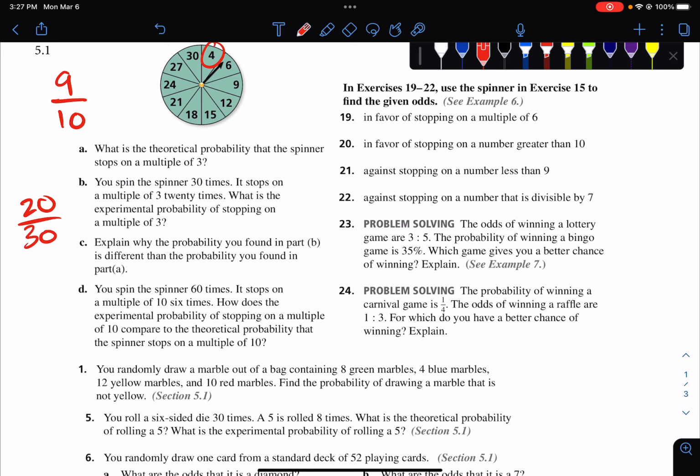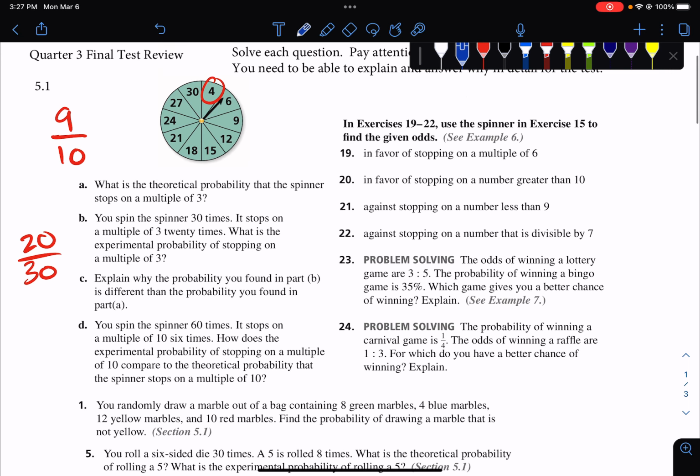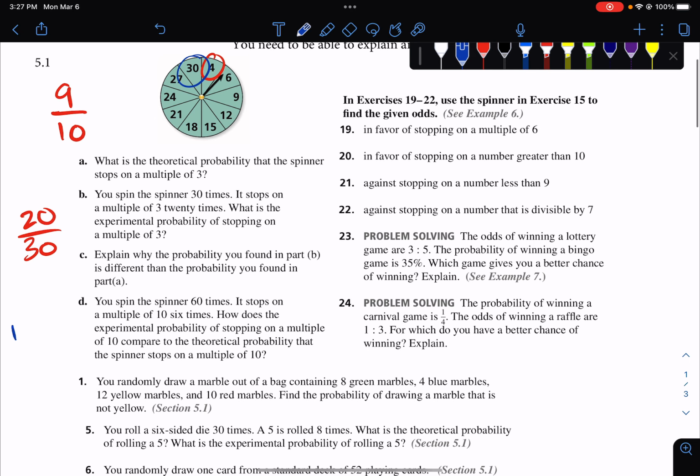times. How does the experimental probability compare to the theoretical? Well, stopping on a multiple of 10, there's only one of those, the number 30. So theoretically, only 1 out of 10 is a multiple of 10. Based on the experiment, I got 10 of those. Nope, I didn't. I got 6 of those. I got 6 multiples of 10 out of 60 spins. And it wants me to compare these two probabilities. Well, if I divide this one, I get 0.1. If I divide this one, I also get 0.1. So these probabilities are actually equal in this case.